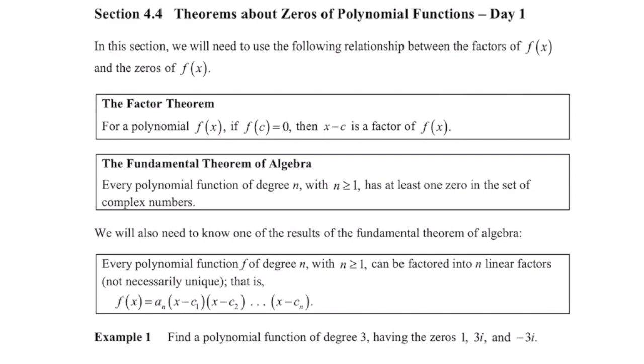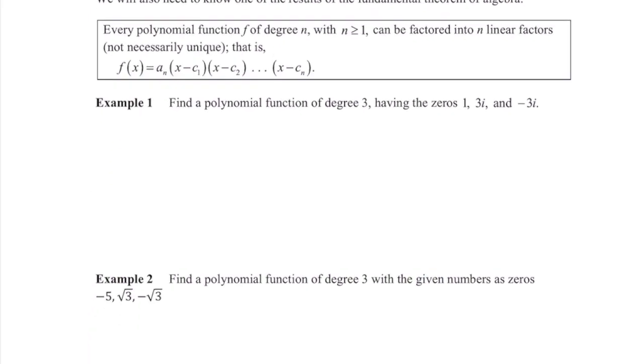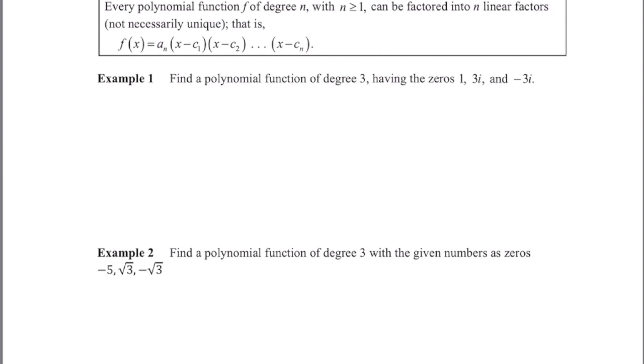So let's find a polynomial function of degree 3, having the zeros of 1, 3i, and negative 3i. This tells me then that our x values will cross at 1, they will cross at 3i, and negative 3i. Keep in mind the complex numbers, we can't actually see them, so if we were to graph this polynomial, we would only have one real 0 in the form of 1, and 3i and negative 3i would be invisible to us. They're in the complex plane.